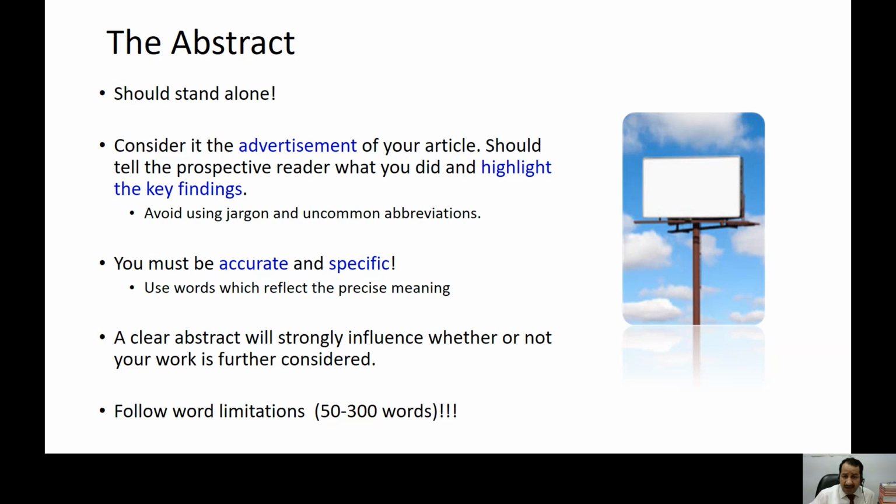You must be accurate and specific, okay? And I advise always to revise the abstract many times. Check the language, check the sequence. Each paragraph should be suitable. And by the way, usually there is a limitation for the abstract. Some journals, as an example, accept up to 100 words, or 150, or 200, or 300. So you need to follow the instructions.